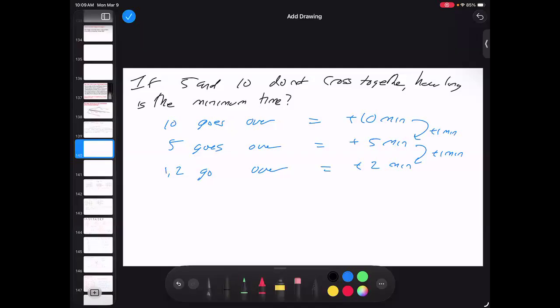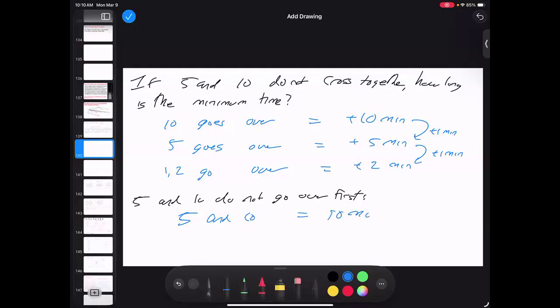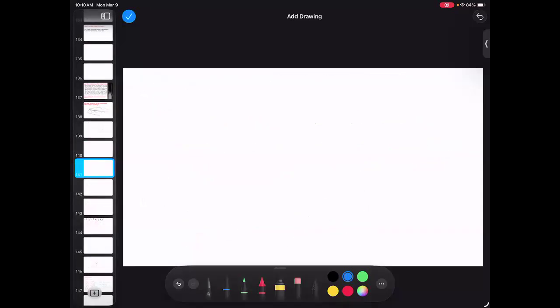Good. And then next thing is 5 and 10 do not go over first. That would be 5 and 10 is 10 minutes. 5 goes back. That's 5 minutes. And now it's going to be too much time. So we could look at all the possibilities, but by doing a little bit of analysis like this, we know that it has to start off with 1 and 2 going over. And now it's not so bad. So if we didn't do that, there'd be too many cases.